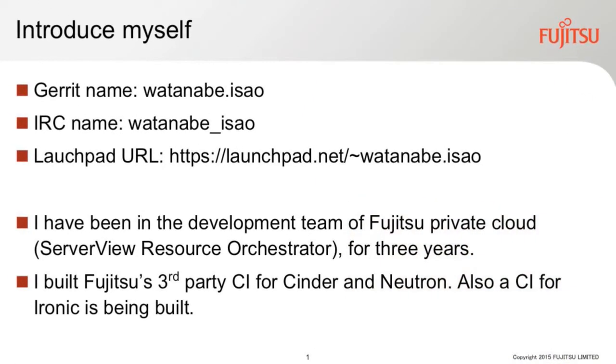I'm Isao Watanabe, a developer for OpenStack, and I'm now working for Fujitsu. I have been in the development team of Fujitsu Private Cloud for about 3 years. After that, I started to commit to the OpenStack community. Recently, I built Fujitsu's third-party CI for Cinder and Neutron, and I'm about to build another one for Ironic later.